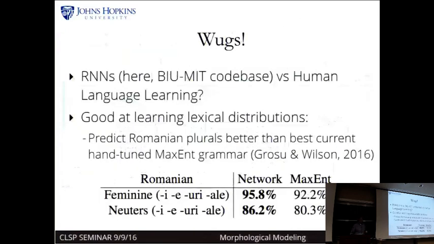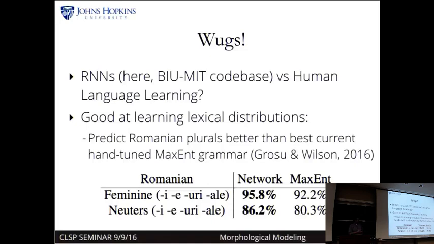All right. This is the linguistic aside that I mentioned at the beginning of the talk. I thought it was pretty neat that the networks did so well at solving this morphological reinflection task. And a second question I wanted to ask was, if they do so well here, how well do they compare to human language learners? So I did a couple of experiments using the BIU MIT code base, which was the second best performing system in the shared task.